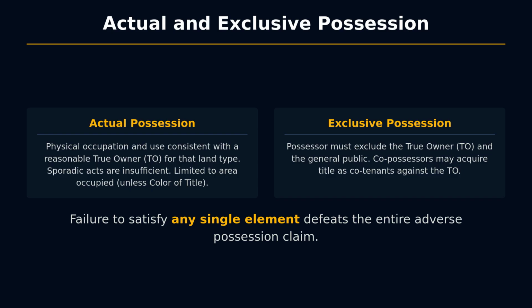of title. Exclusive possession means the adverse possessor is not sharing the property with the true owner or the general public. If 2 or more individuals adversely possess the land together, they may acquire title as co-tenants against the true owner. However, these co-possessors must still exclude the true owner from the property.